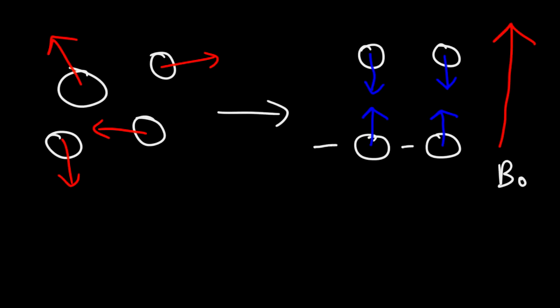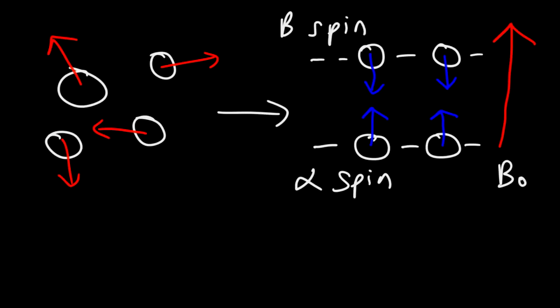Whenever the nuclei are aligned with the applied magnetic field, this is known as the alpha spin state. And whenever they're aligned against the external magnetic field, this is known as the beta spin state. As you can see, the alpha spin state is lower in energy than the beta spin state. And so the majority of the hydrogen nuclei will be in the alpha spin state because it's more stable.